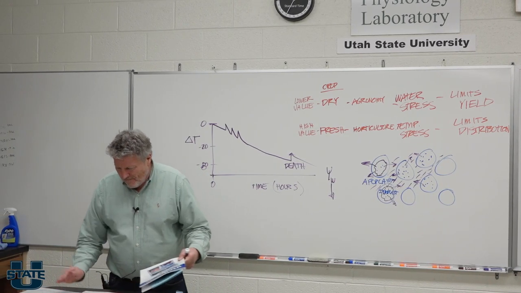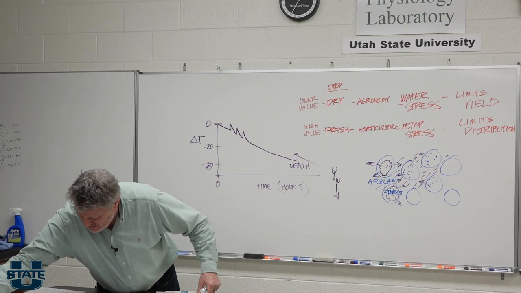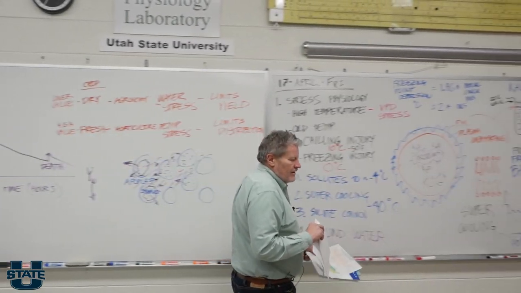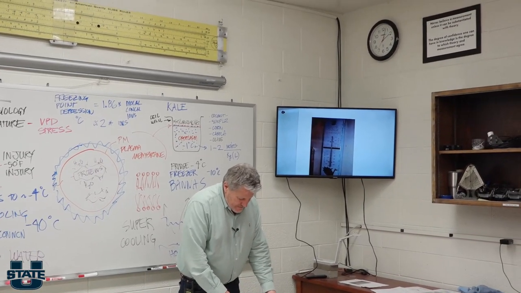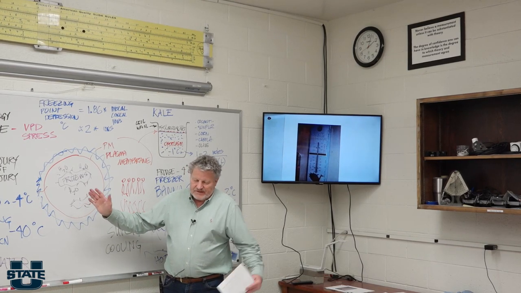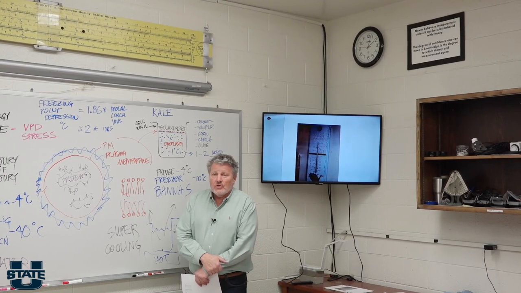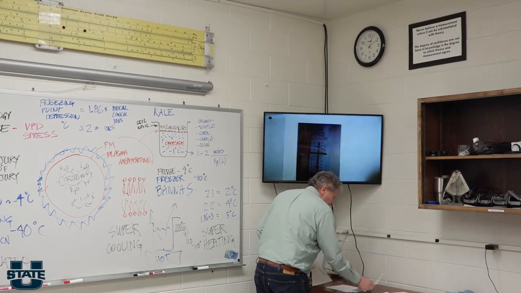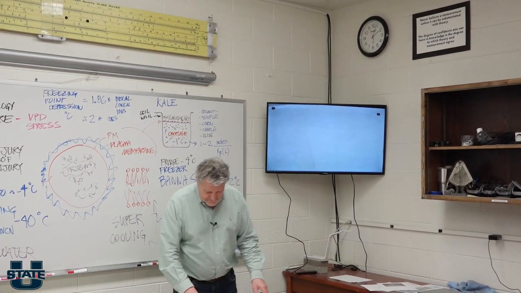So, I'm going to show you some data on freezing. When this happens, your plants are dead. It's lethal. So we would like to know what kind of plants we can grow in a given area. So we take climate data. Let me show you the climate data first.